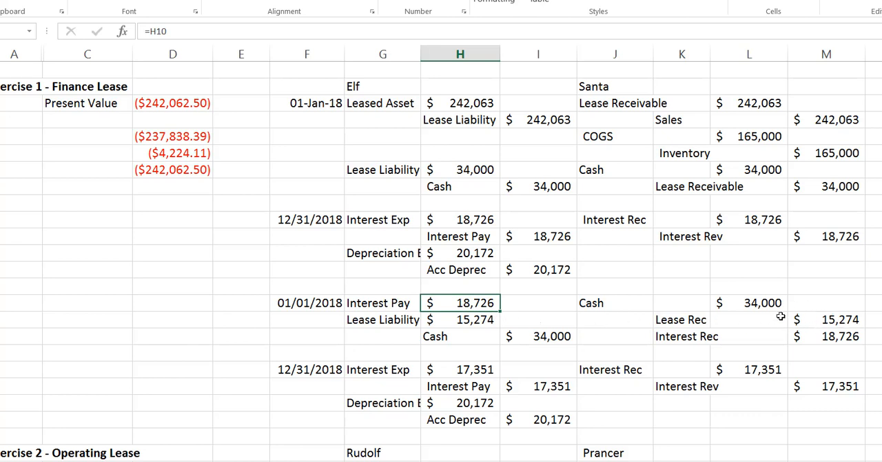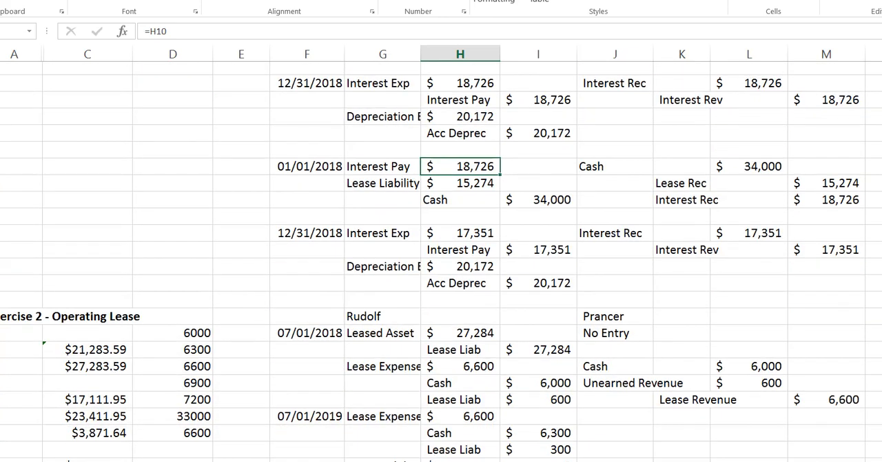On the other side, you're doing just a mirror image. Get rid of the receivable and reduce the lease receivable. Do the same thing the next year, another year of interest. This should be 19 again, and on the other side it is a receivable.